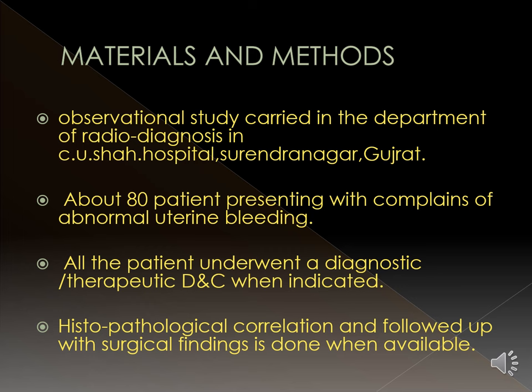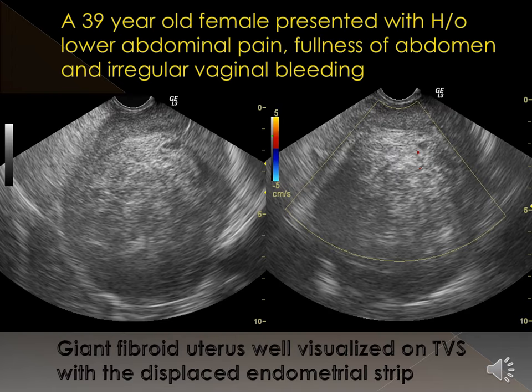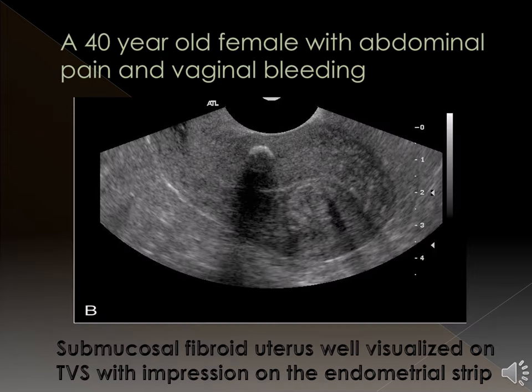Case of a 39-year-old female presented with history of lower abdominal pain, fullness of abdomen and irregular vaginal bleeding. On TVS, the image reveals a giant heterogeneous hypoechoic lesion with lateral shadowing and posterior acoustic enhancement. On color Doppler, the lesion does not show any vascularity. This is a fibroid with the displaced endometrial strip seen.